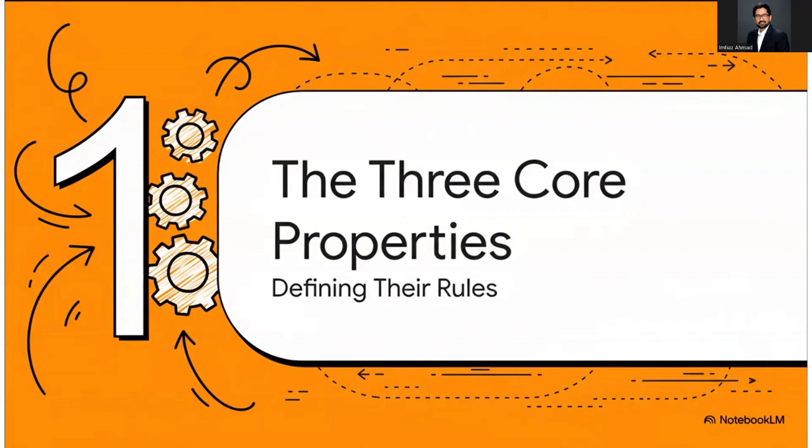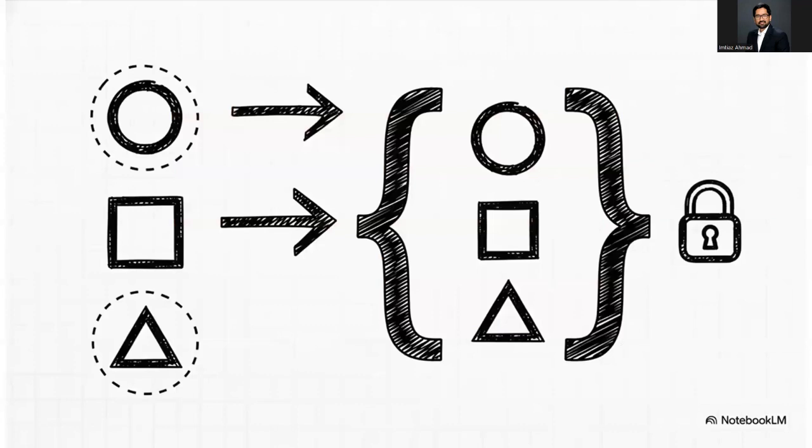Now, to really understand what makes a dictionary tick, you just need to know its three core properties. Think of these as the fundamental rules of the road for dictionaries. They define everything about how they behave. Okay, rule number one, dictionaries are ordered, and this is a really big deal. It just means that the items in a dictionary are in the exact same sequence you put them in. The first one you add is always the first one, and the second is always the second. You get the idea, right? No random shuffling, no surprises.